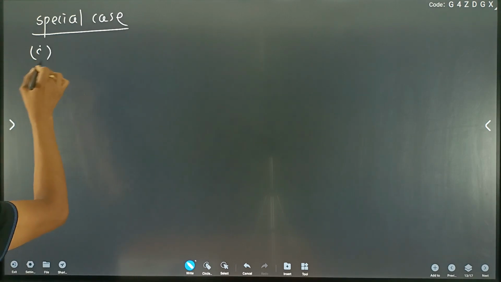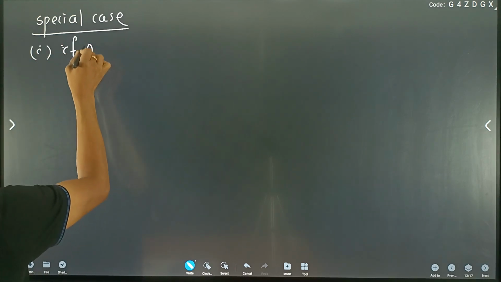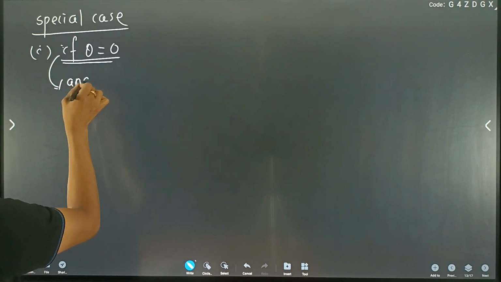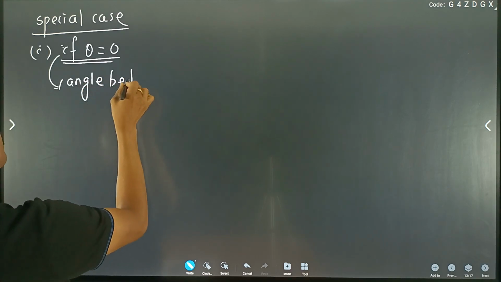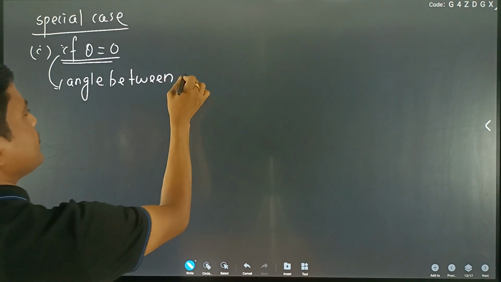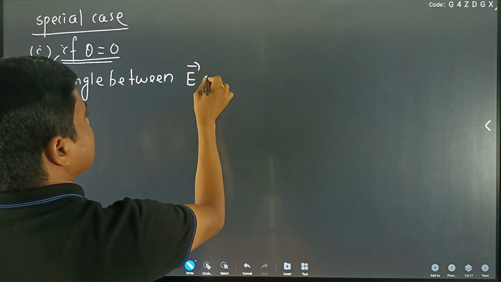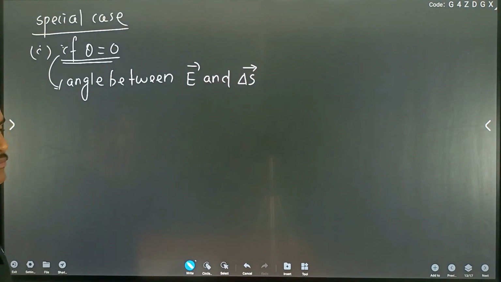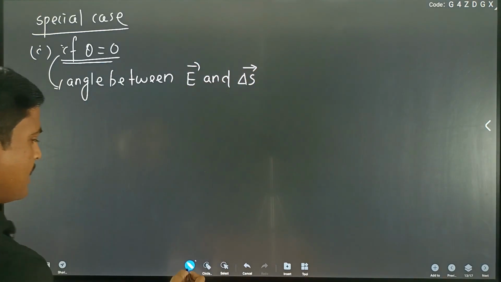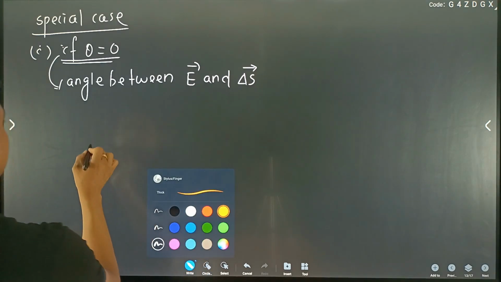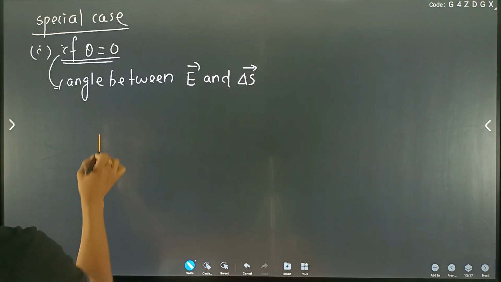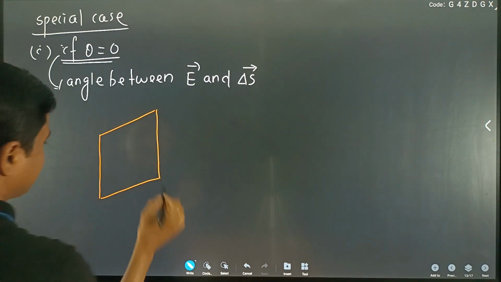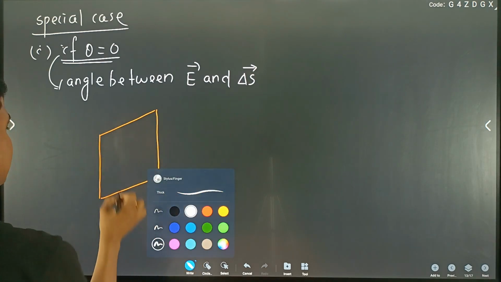First one, suppose theta is equal to 0 degree. Theta means the angle between the E vector and the area vector, that is del S vector. Clear? And this is the situation. Suppose this one is the small surface area, this one is the area, not area vector, and we write that it is del S.